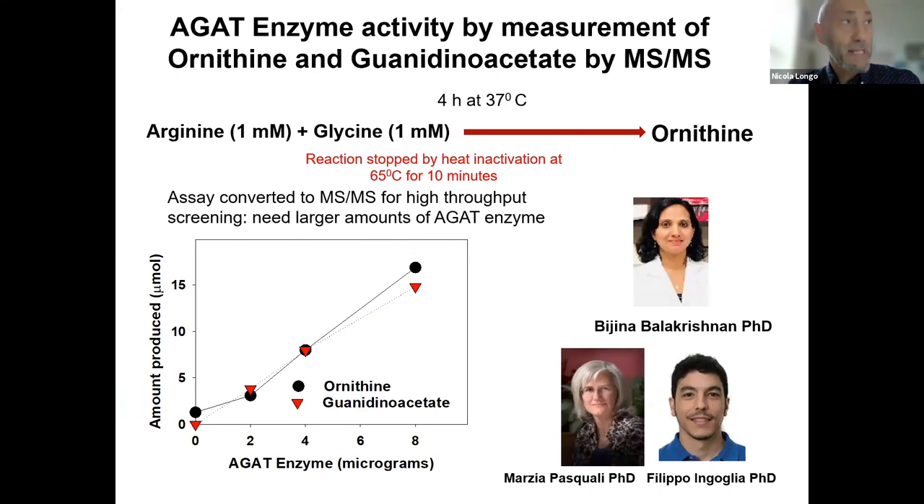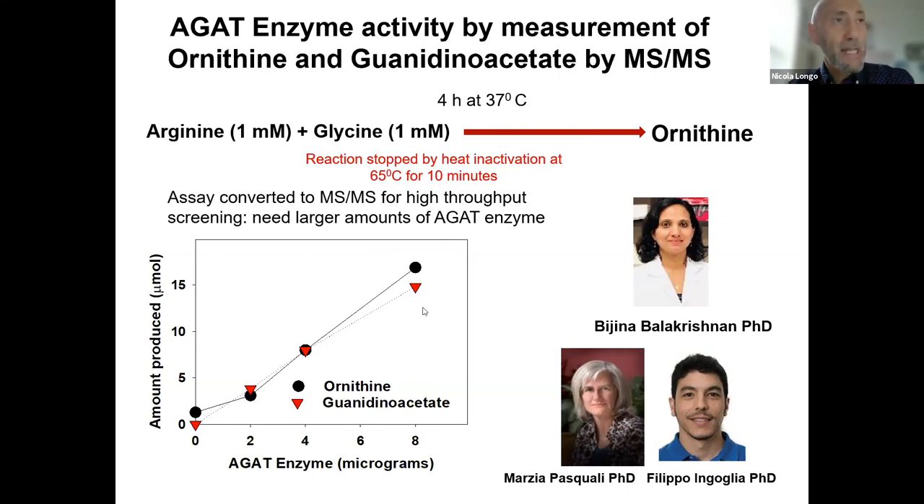to do a couple of things. Number one, we had to increase the concentration of substrate. Number two, we had to increase the concentration of enzyme. So we need to have much more enzyme than originally anticipated. At the same time, we were able to measure the equimolar production of ornithine and guanidinoacetate, confirming that the AGAT enzyme really produces an equal amount of both compounds once it is fully effective.